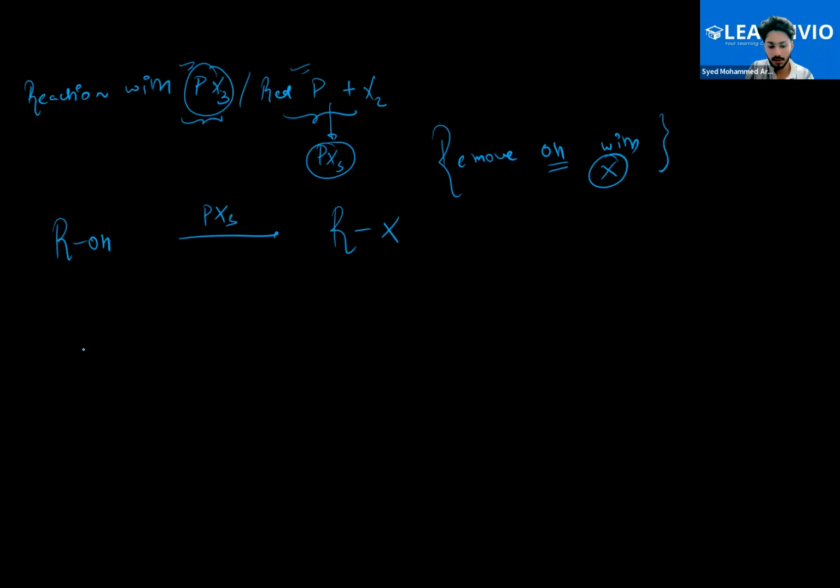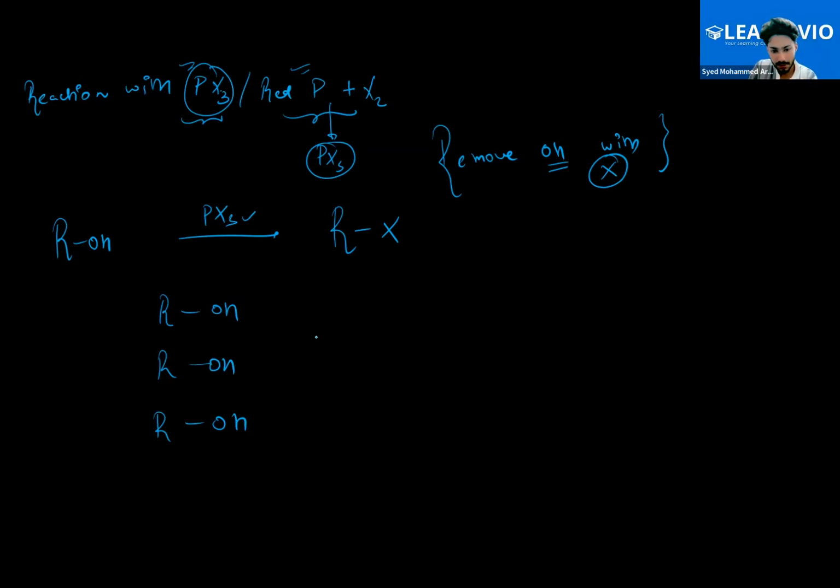If you want to learn the byproduct, there's a trick. The trick will be that if 3 is there, write the OH 3 times, ROH 3 times, because PX3 is there. So this is a trick. This is not the logic. There is nothing logical here. This is just a simple trick in order to learn the byproducts.